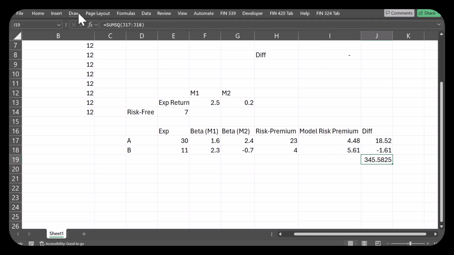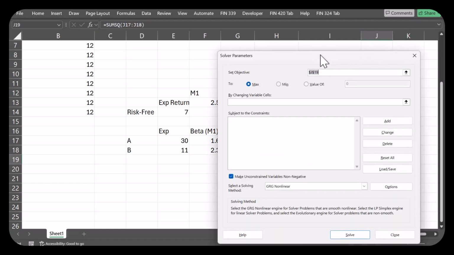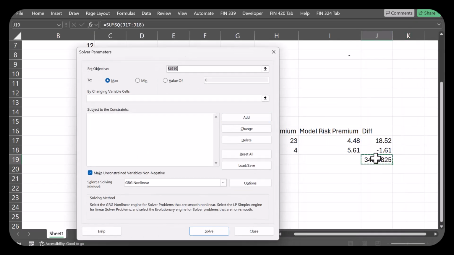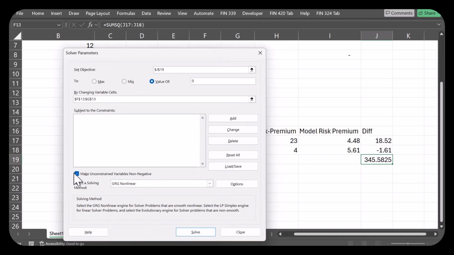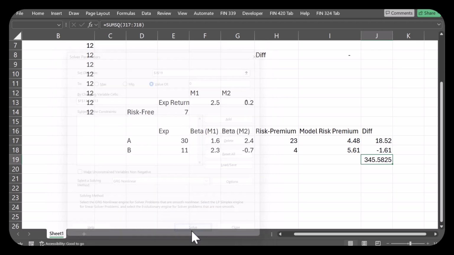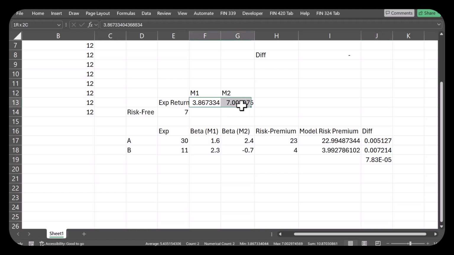So I'm going to go to Data tab, use Solver. This is my objective, and I'm going to make that equal to 0 by changing what we don't know. No constraints. Unconstrained variables do not have to be negative, and hit solve. It did find the solution, and these are the unknown numbers.